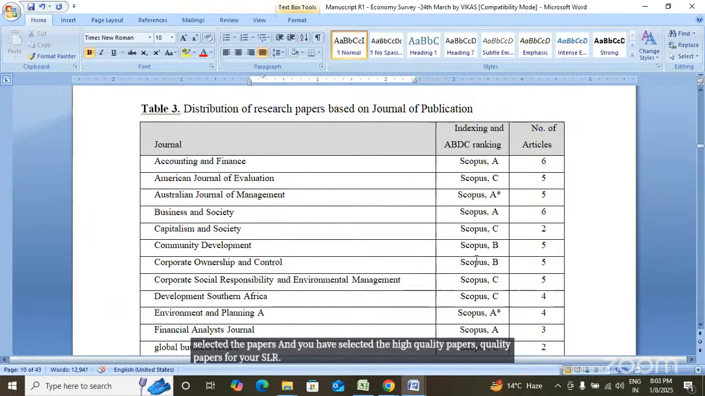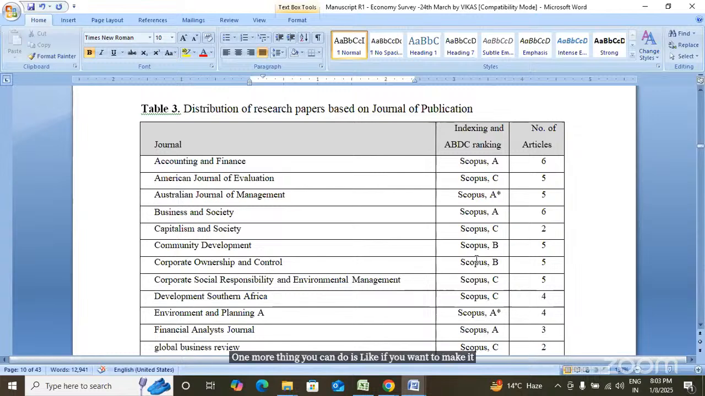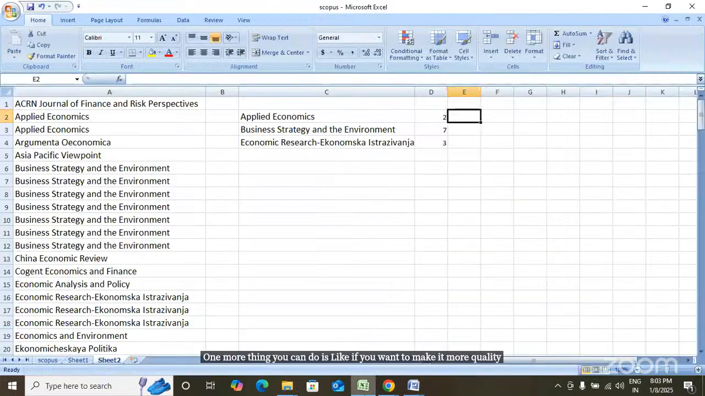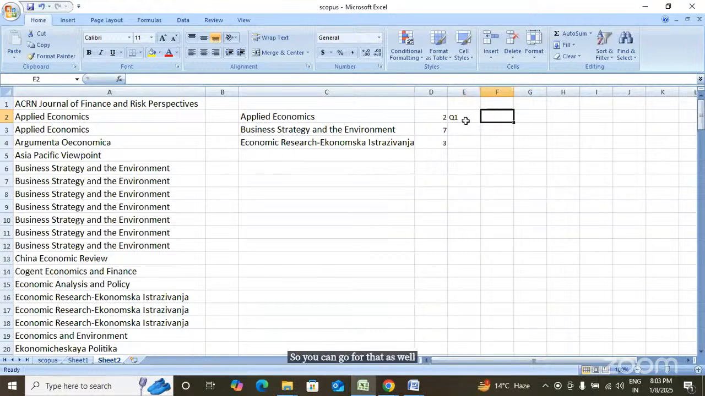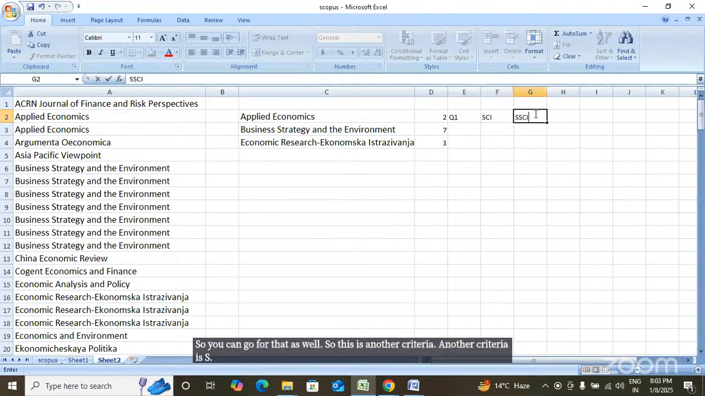One more thing you can do, if you want to make it a higher quality SLR, is that there are other categories as well, like the Q1, Q2, Q3 and Q4 categories, so you can go for that as well. So this is another criteria. Another criteria is the SCI or SSCI criteria.